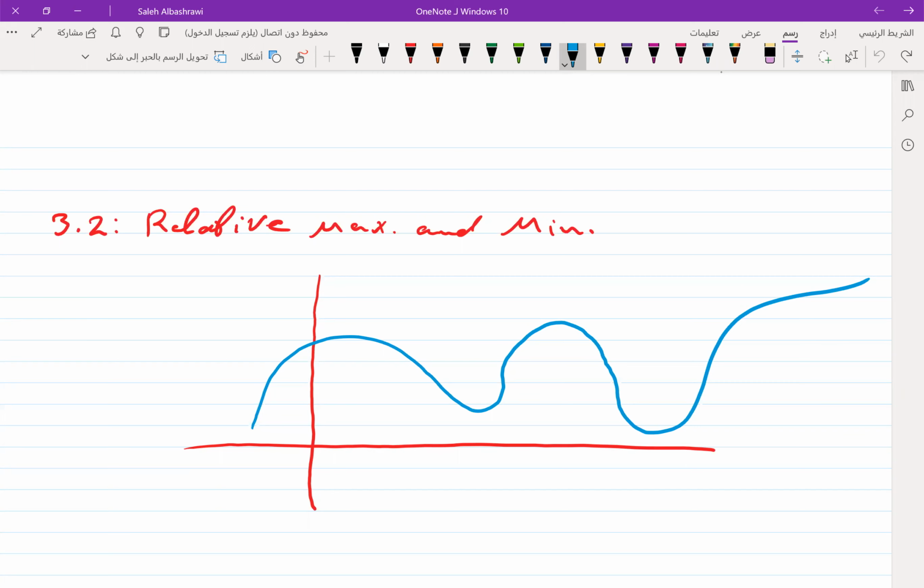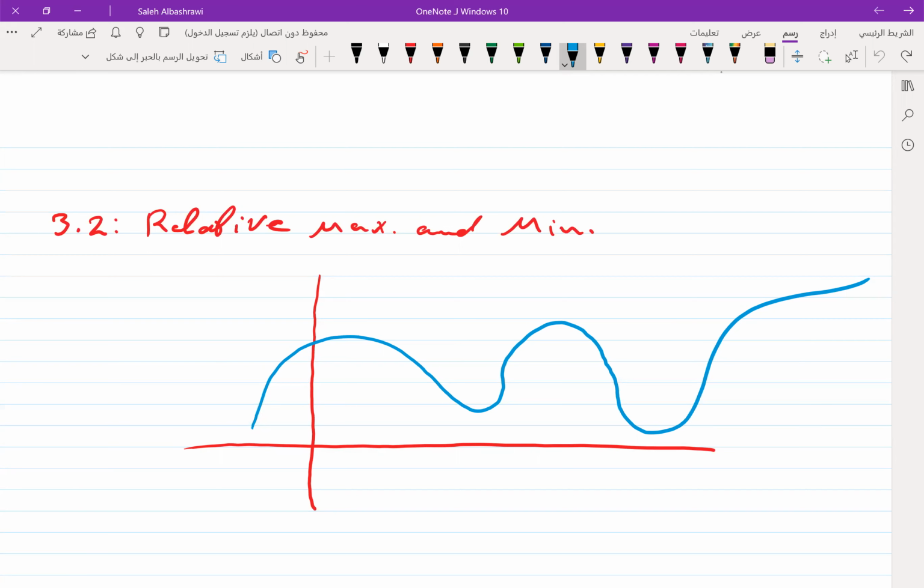Because we have two types of extrema for the function. One of them is called the absolute maximum or absolute minimum. That will be the highest value among all the domain of the function, or the lowest value of the function through the whole domain of the function. We call this the absolute maximum or absolute minimum.